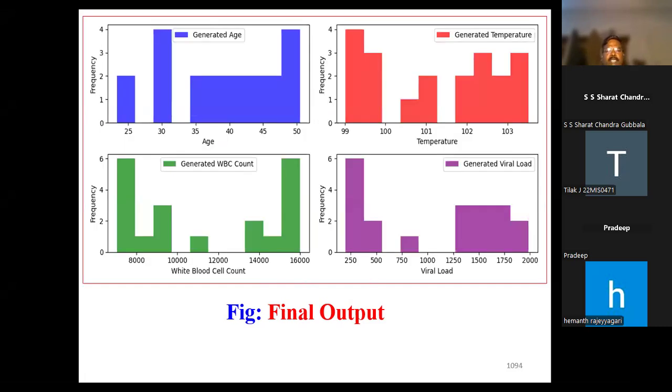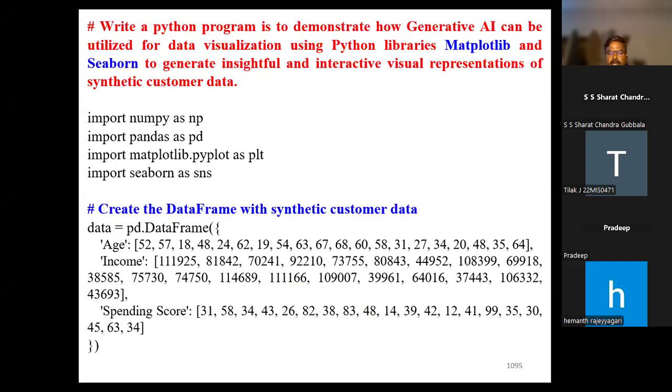These are the graphs I have generated. See here. So these are the graphs I have generated for age versus frequency, temperature versus frequency, then white blood cell count versus frequency, and viral load versus frequency likewise. Next program. Any doubt so far, my dear friends?